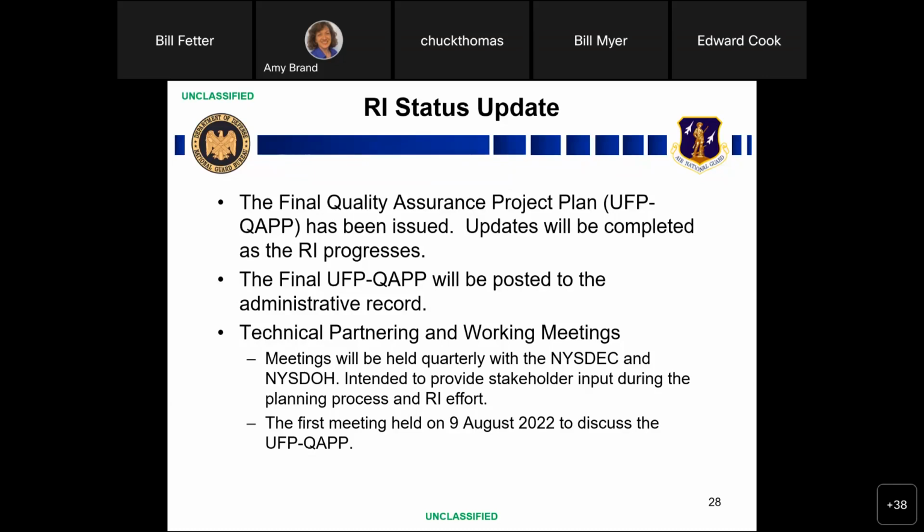And we actually have a letter back from DEC with their comments. We basically did a comment resolution, response to comments on the UFP QAP, and everyone was in agreement with our responses to those, and those will also be uploaded to the admin record as soon as we can get them uploaded. Next slide.